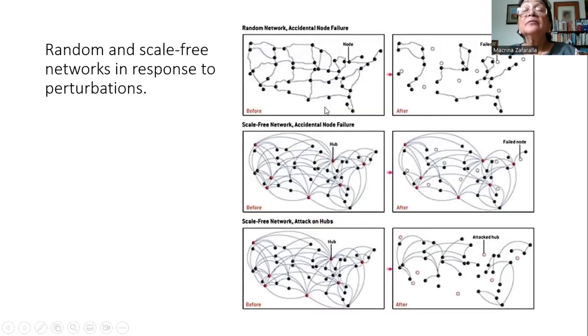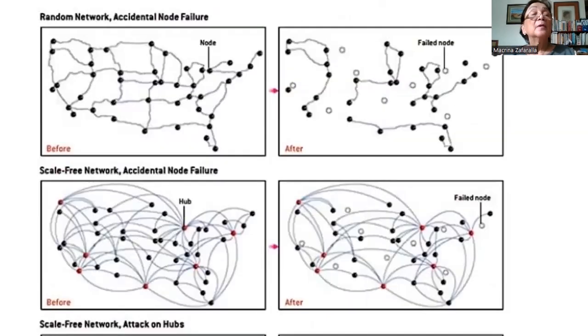Here are examples: random network, accidental node failure. There will still be connections. In a random network, where there is accidental node failure, the failed node can be disconnected from its link to the other nodes. But if you have a scale-free network where there is accidental node failure, those nodes which are attached to the hub would be affected.